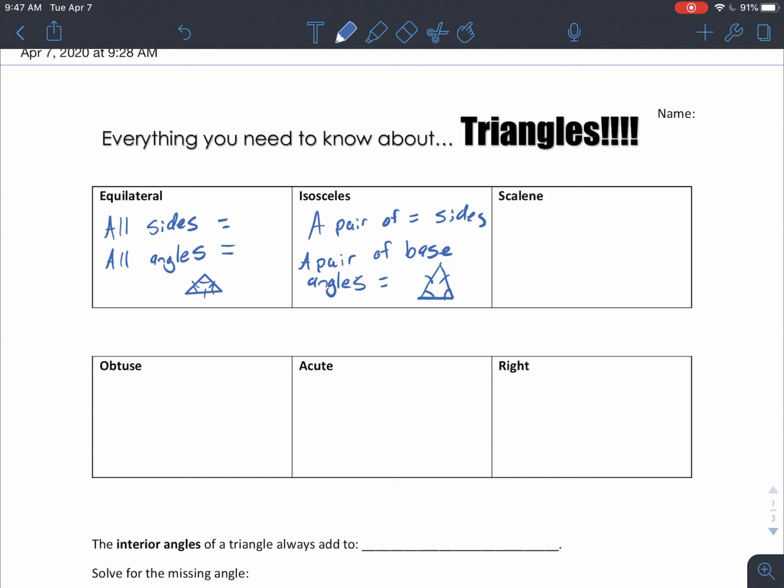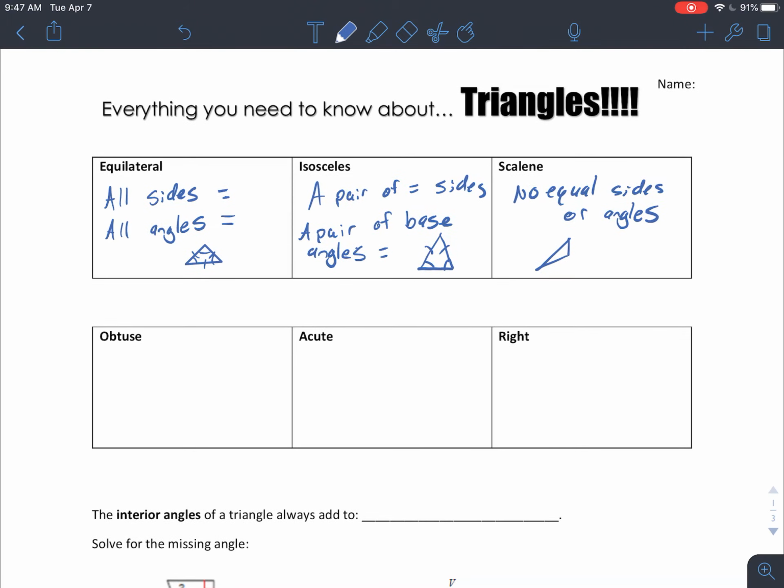Scalene triangles have no equal sides or angles. And those just look kind of funky. They don't look like anything specific. That would be a scalene triangle.